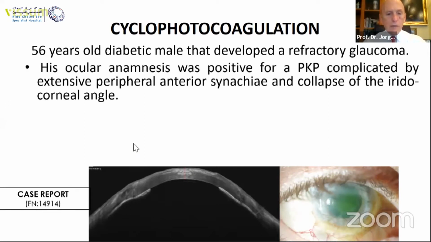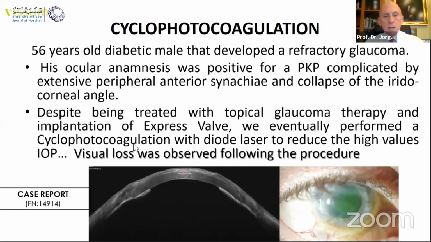glaucoma following penetrating graft. You see here in the OCT that there's a total adherence of the iris to the back of the cornea, and this extension of synechiae makes it totally impossible to control by any other method than cyclodestruction. The patient refused surgery and was treated with cyclocoagulation, and indeed following this procedure, the pressure was controlled, but visual loss was observed. And this is the problem.